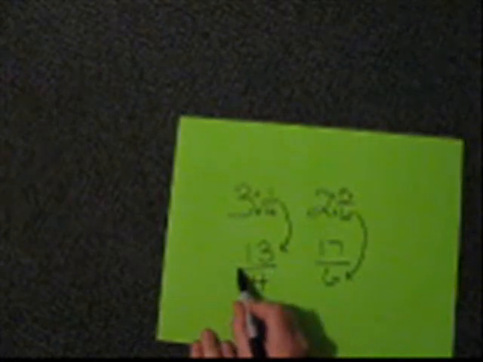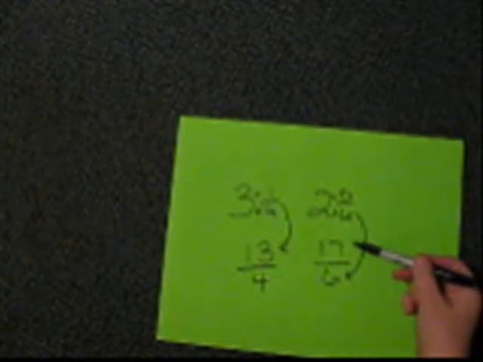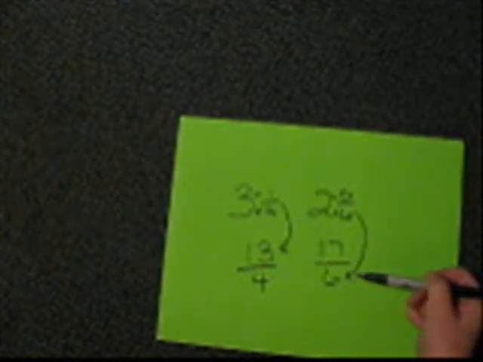Now, let's go back the other way. You should have been taught by now that this fraction bar is also known to divide the number. Therefore, 13 would be divided by 4. 17 would be divided by 6.